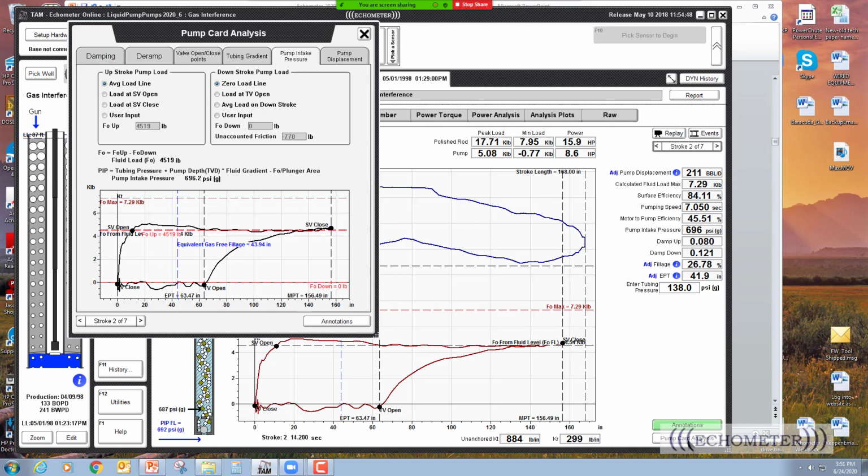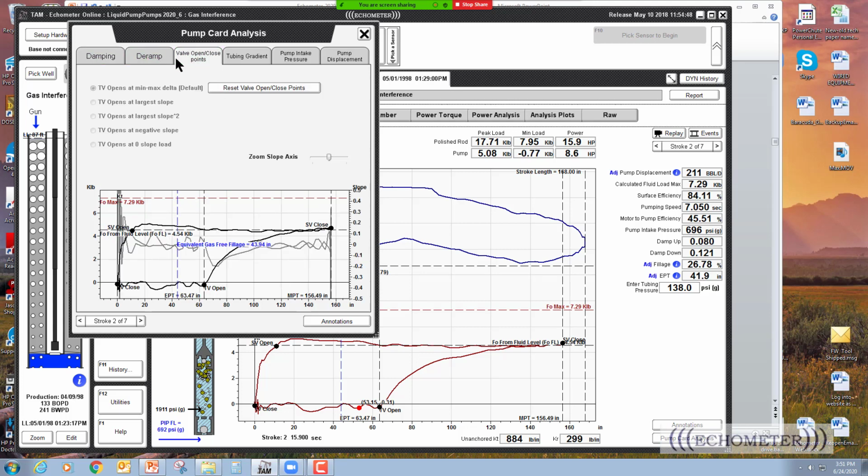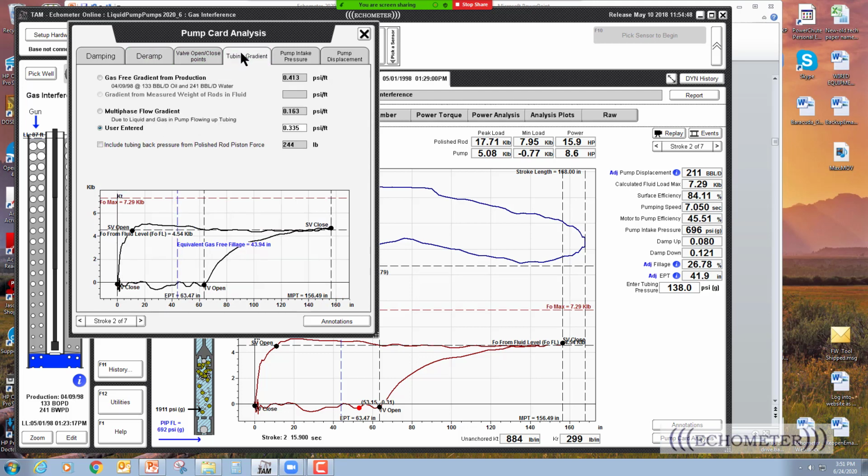Normally when we open up this pump card analysis button right here, you should start at the first tab and make sure the damping factors are reasonable. Do you have any mechanical friction you want to include at the surface? I'm going to skip the D-ramp and valve open close points. Tubing fluid gradient, you need to make sure what method you want to use.